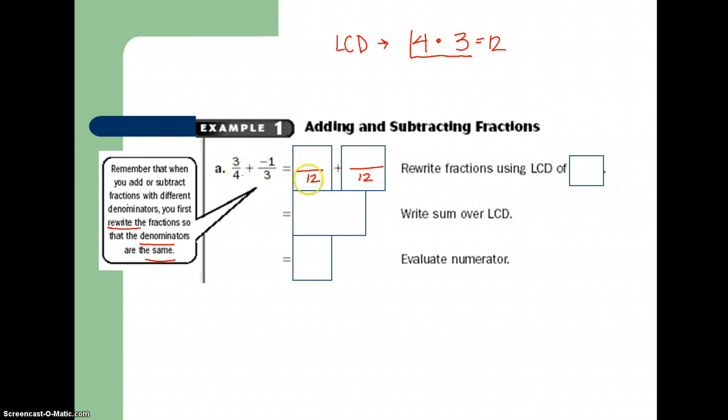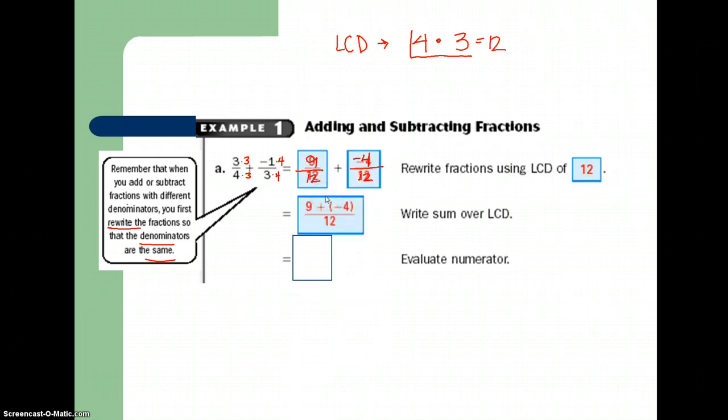How did I go from 4 to 12? I multiplied by 3. 3 times 3 is 9. How did I go from 3 to 12? Times 4. So do the same thing in the numerator, which is negative 4. Now I can write the sum over the same denominator of 12. 9 plus negative 4, and you may use a calculator, is 5 over 12. 5/12 is your answer.